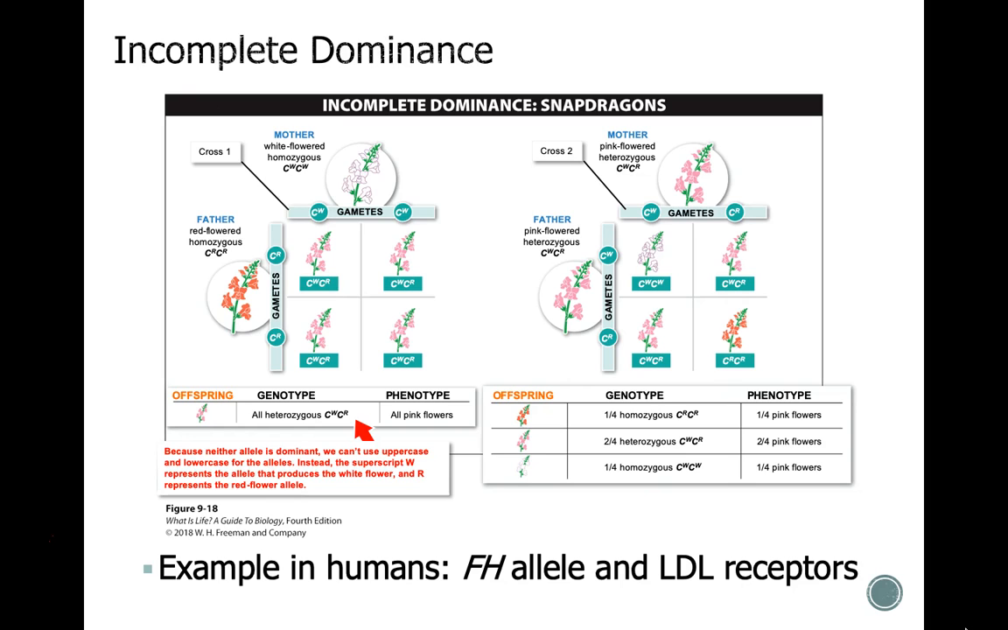Now you would expect when you cross heterozygotes to get that 3-to-1 ratio, but when you see alterations of those expected ratios, you know that there's something else going on. So instead of a 3-to-1 ratio, we actually see a 1-to-2-to-1 ratio here.